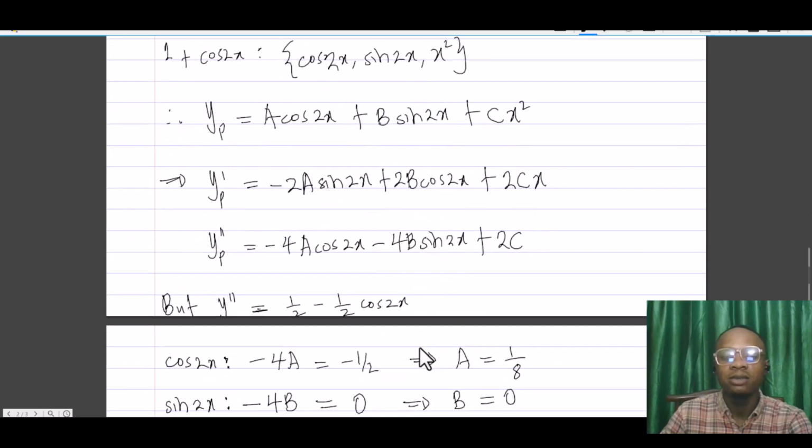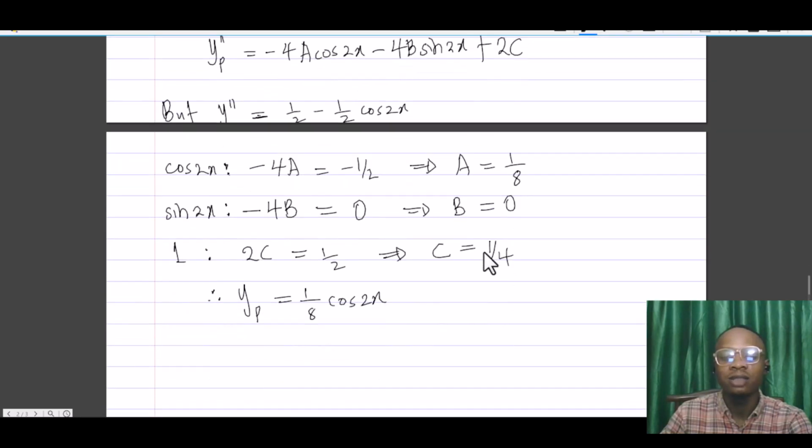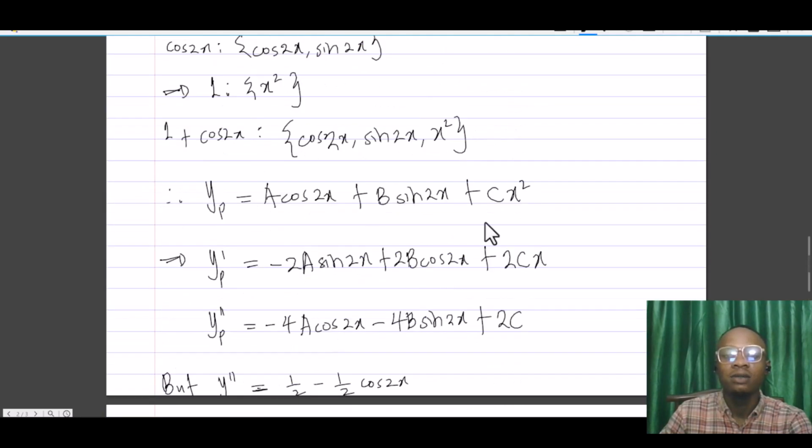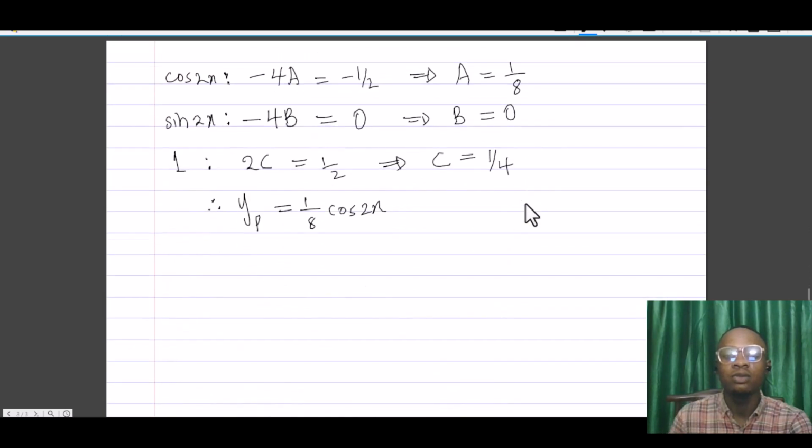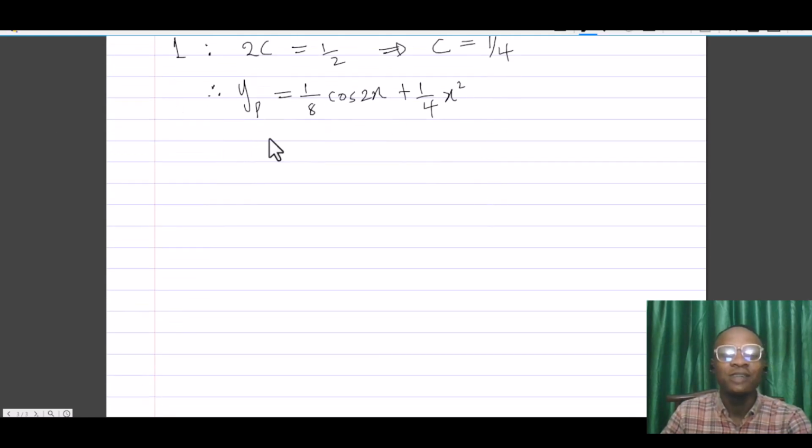So our b is 0, so just ignore that, 0 sine 2x. Then our c, we'll see x squared, so this will be plus 1 over 4 x squared. With that, we have now found our particular solution.